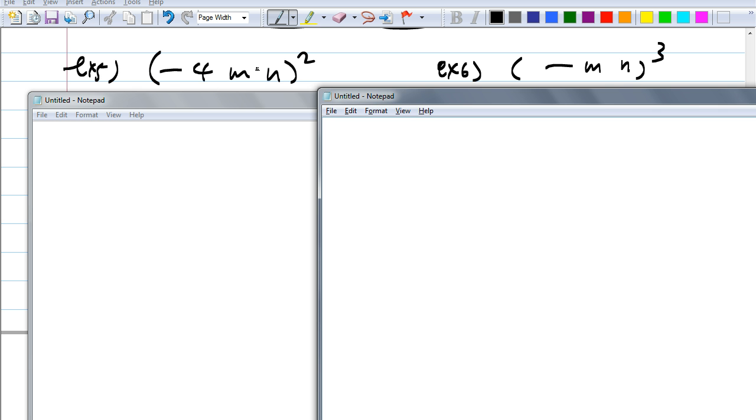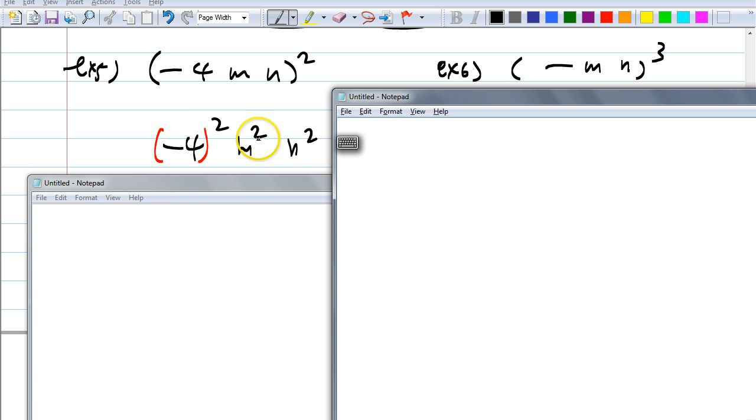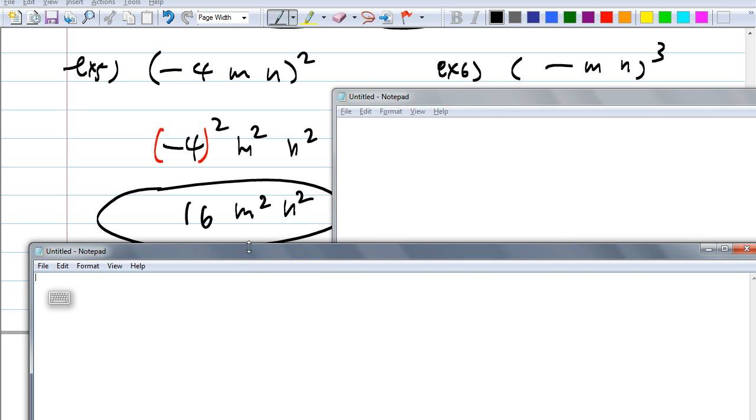Parentheses negative 4 squared. Good. Parentheses m squared. Yes, that's exactly right. And as you can see, do you think that parentheses around negative 4 is important? If you don't put it there, then the whole thing becomes negative. That's not right. So you need the parentheses around negative 4, right? And when you do this, Stefan, what does it become? 16 m squared n squared. That's exactly right. You get positive 16 m squared n squared.